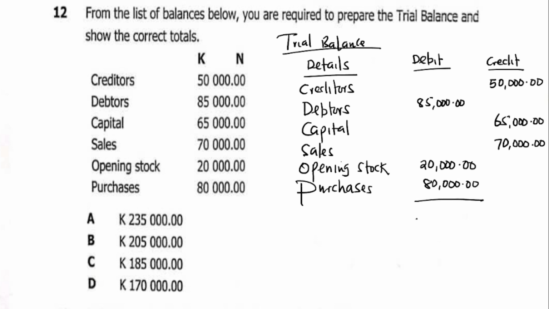Okay, so what do we do there? We find the totals on both the debit side and the credit side. So 85,000 plus 20,000 plus 80,000, that's going to give us 185,000 on the debit side. Credit side, 50,000 plus 65,000 plus 70,000, it's also going to give us 185,000. Okay, so like that we have balanced, and in this case our answer was C.